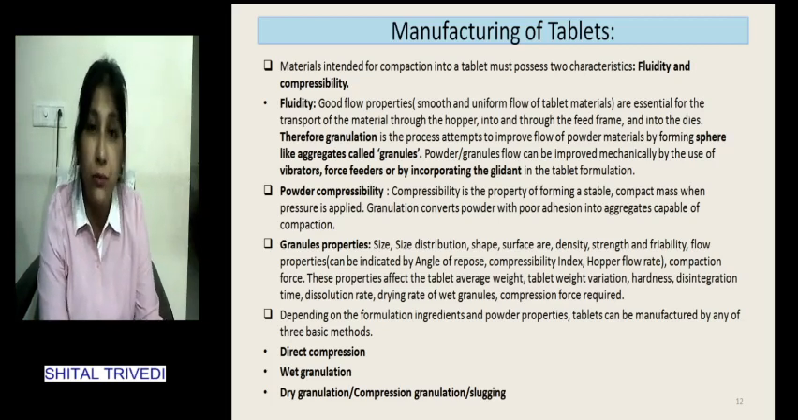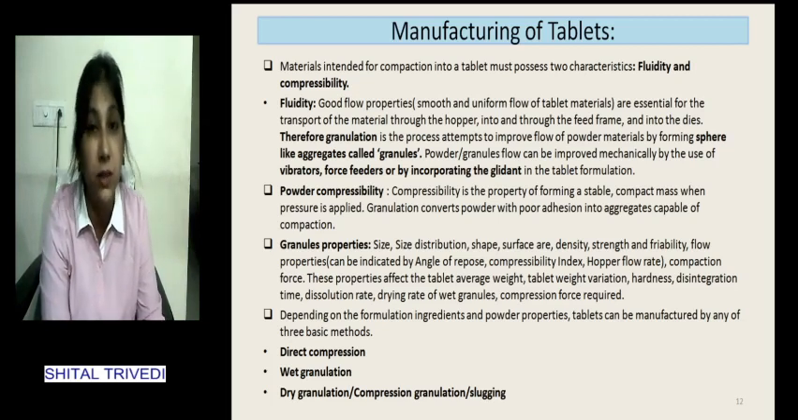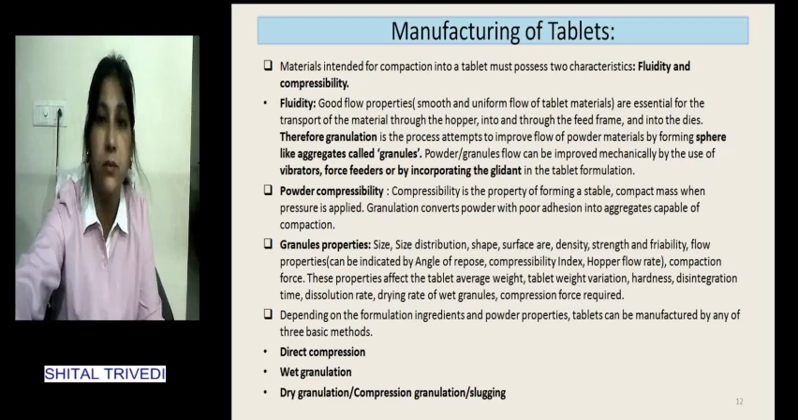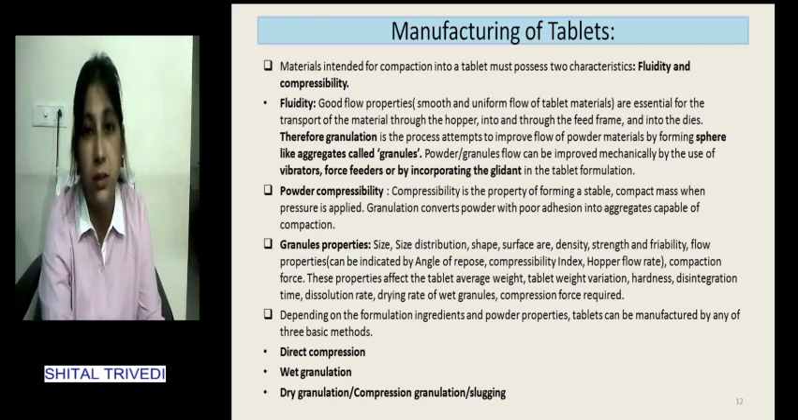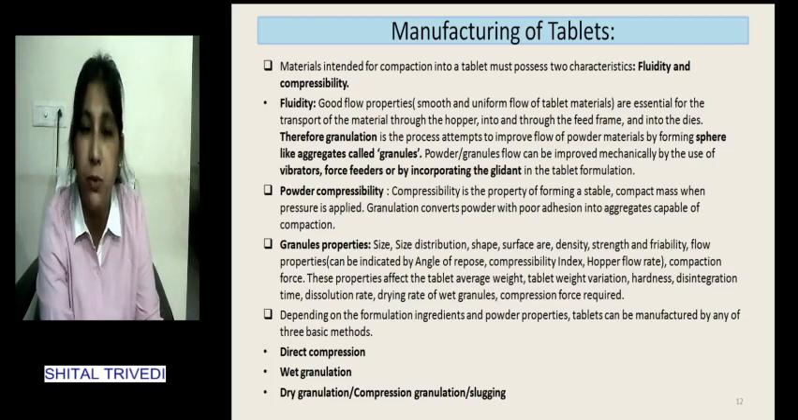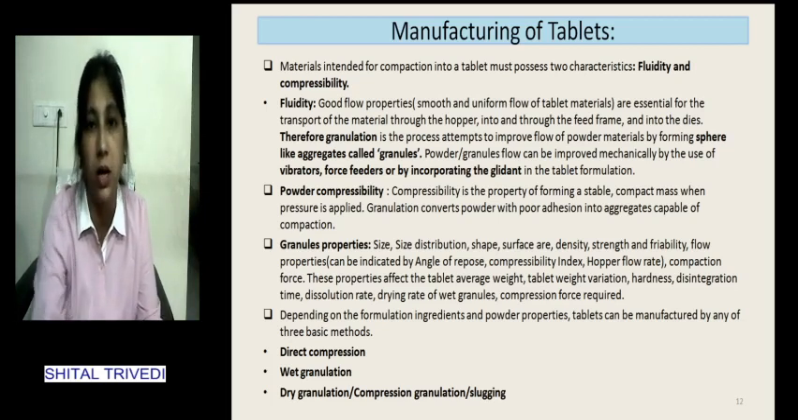To modify the size and shape, that is the role of the granulation process, in which the particles are converted into sphere-like agglomerates, that is called granules. Sometimes the vibrators attached to the hoppers or force feed frame can also be used to eliminate some of the problems regarding the flow during the compression.